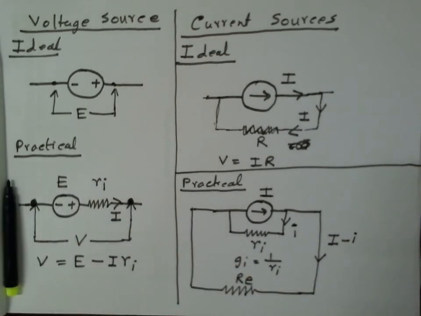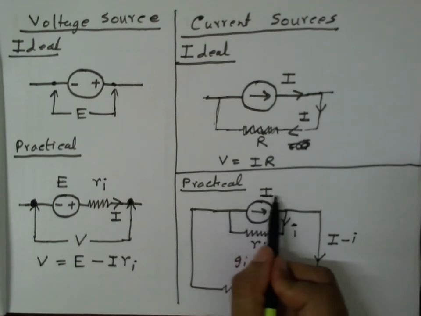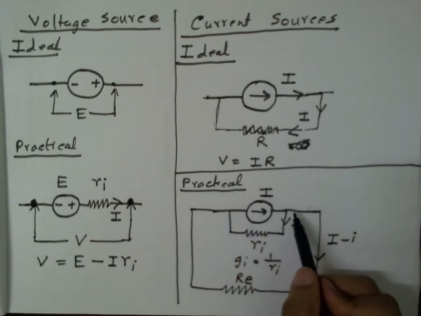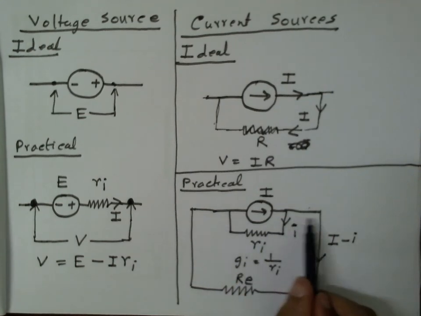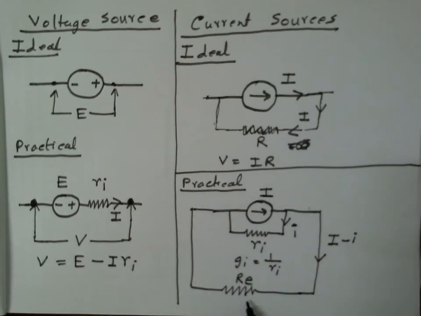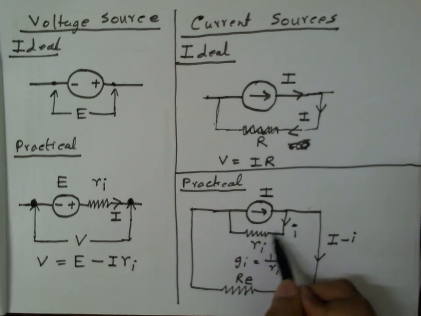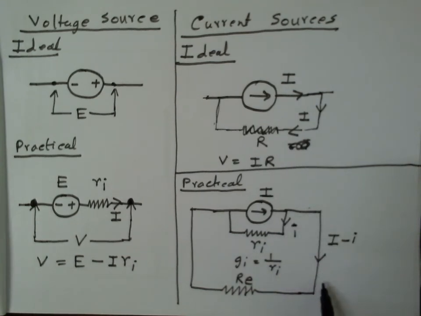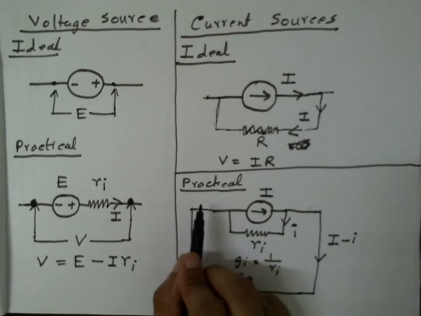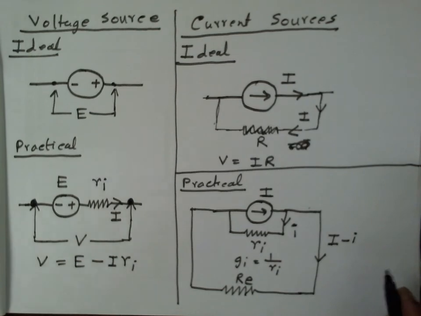Therefore, if I connect a higher value of the external resistance, then in this external circuit I'll have lesser current. Why? Because this current I stays constant, and a part of it goes through the internal resistance and a part of it goes through the external resistance. Now if I connect a higher value of external resistance, then more current passes through the internal path and less current passes through the external path. So as I increase Re, or external resistance, the current in the external circuit reduces. So that's how a practical current source behaves.